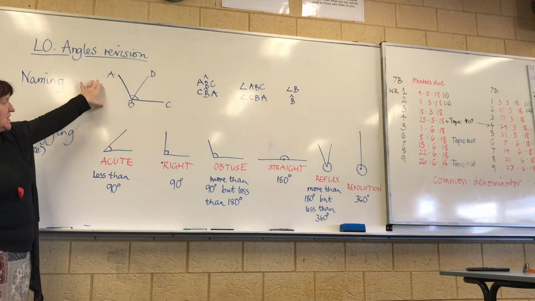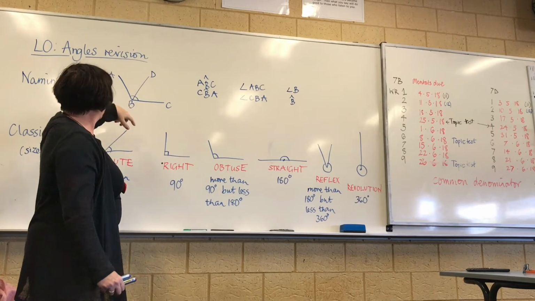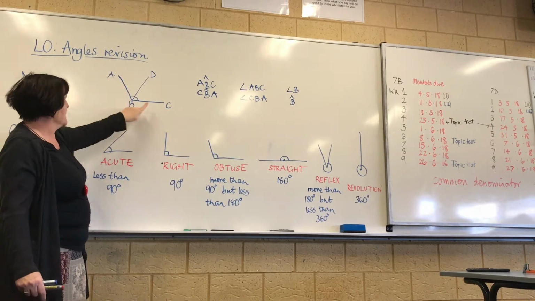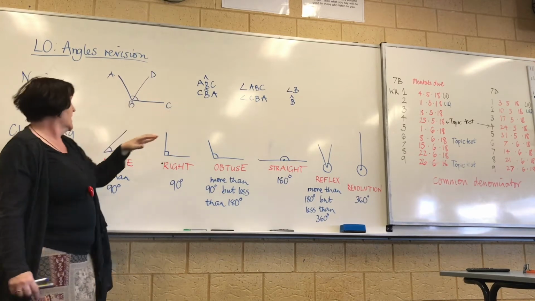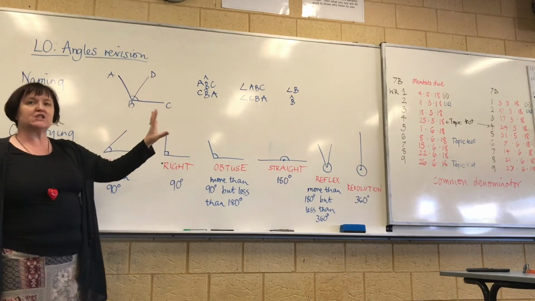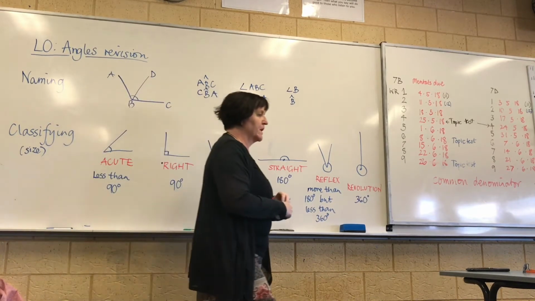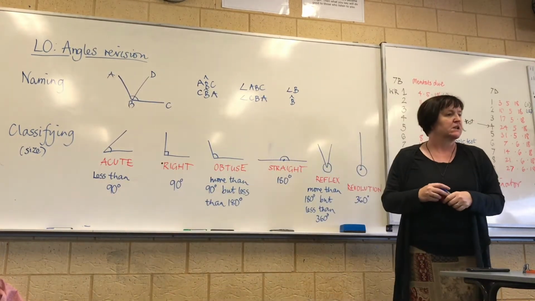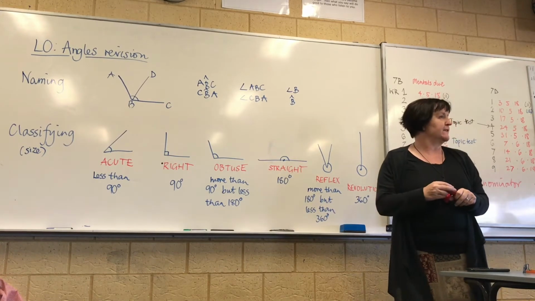So you name them by using the letters, okay? Because here obviously you've got ABC, which is the big angle, and then you've got ABD and DBC. Classifying them though is to do with how big they are. Don't mix the two things up. Okay, how are we going? Everybody written them? Good. Okay, can I rub it off now then? No. Okay.